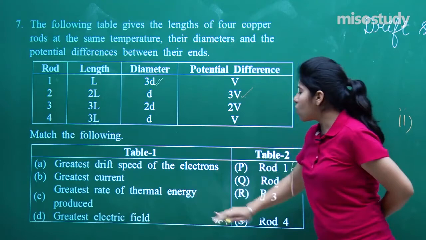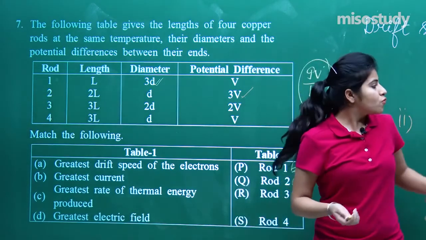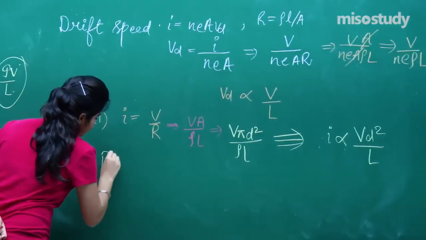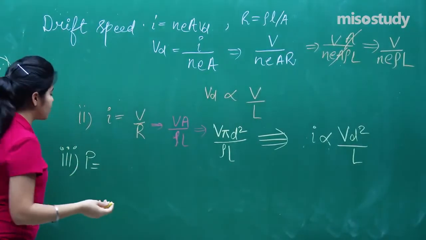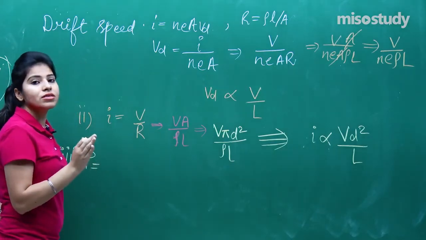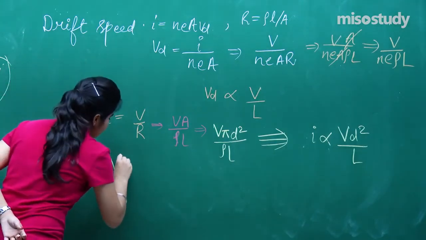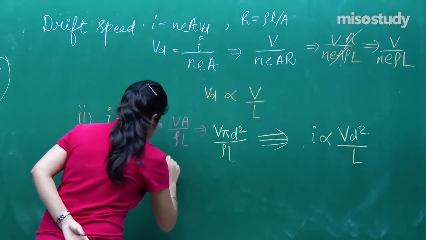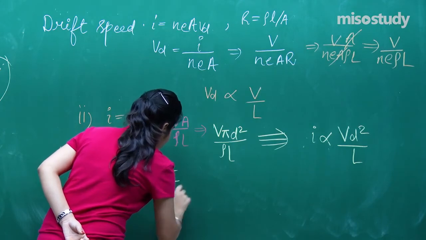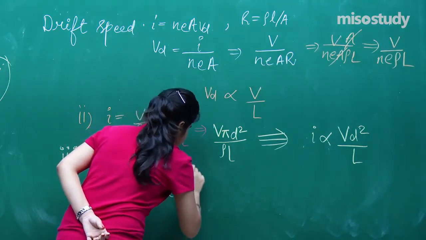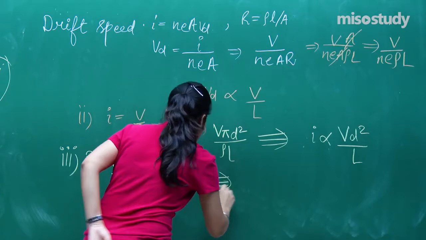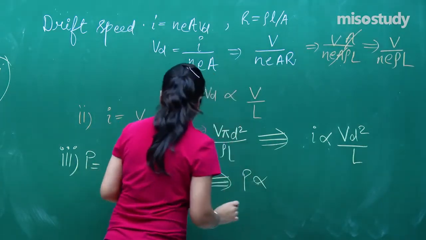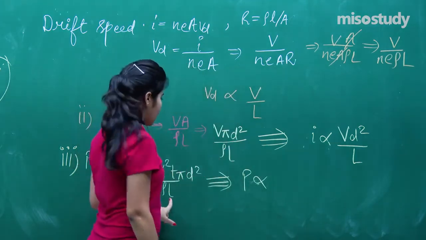Now greatest rate of thermal energy produced. To find out the thermal energy produced, we can just say that this is power generated and nothing else, or you can write it in the form of heat generated. So that is V square t by R. Again, rho L by A. Or you can write it as power generated is directly proportional to V into d whole square divided by L.